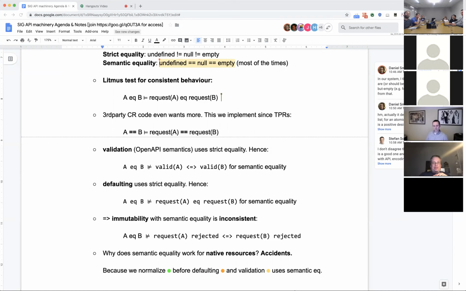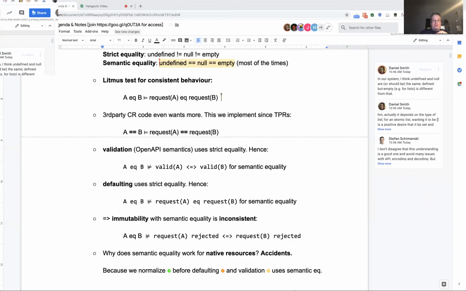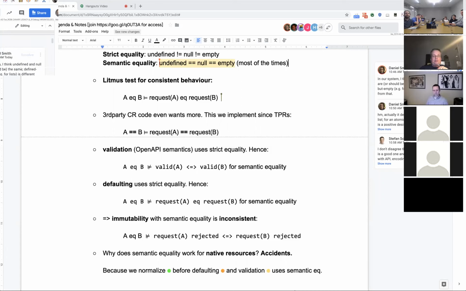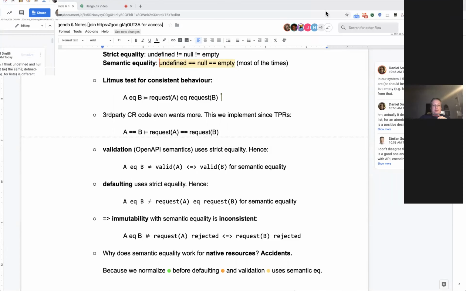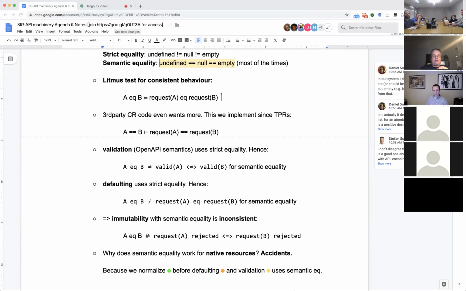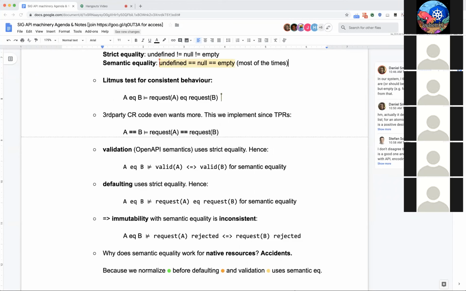And the question is, what is the way out? So we can ask that later on. Validation and defaulting are both defined in ways which need strict equality. Validation can distinguish between null, undefined, and empty. So you can have objects which are semantically equal, but one is valid and the other one is not.